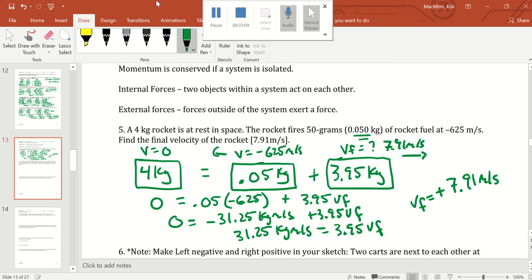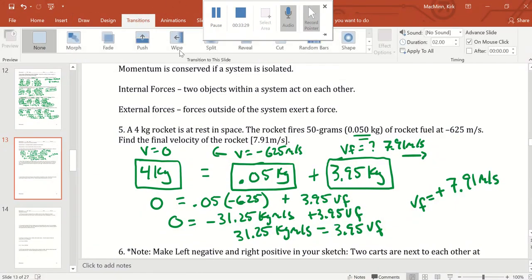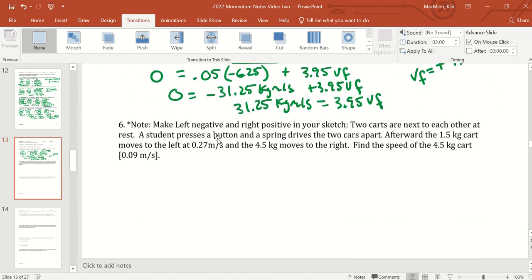So it'll be going to the right. And that should make sense. If my total initial momentum is 0, and I throw the gas to the left, the rocket's going to have to be moving to the right because we still want to add to 0 for our total final momentum. So this is our first example of a recoil problem. Let's take a look at another.